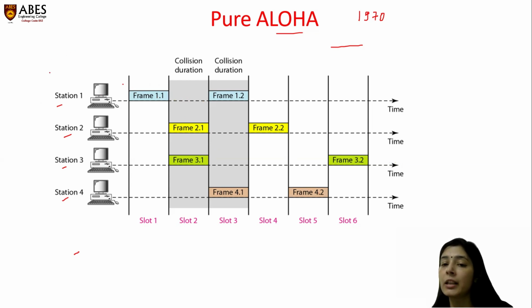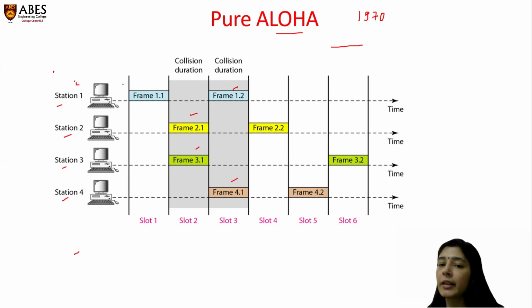But these 4 frames, frame number 2.1, 1.2, frame number 3.1, and frame number 4.1, will collide with one another and will be discarded because of the collision. So out of the total 8 frames, 4 frames will successfully reach the destination. So in pure Aloha the basic idea or concept is whenever the station has data to send, the station will immediately send the data.